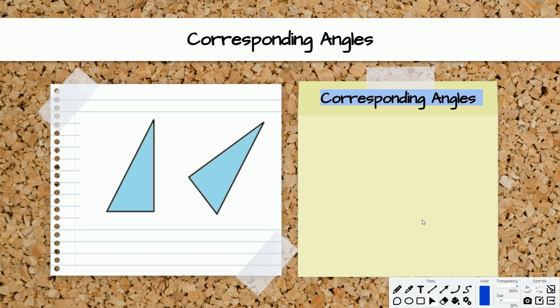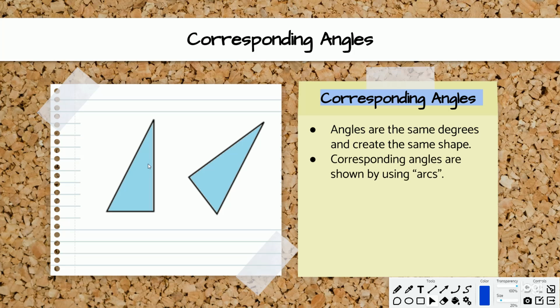The next thing we have is corresponding angles. Corresponding angles are angles that are the same degrees. They help create the same shape. So if these triangles didn't have the same degree angles, they wouldn't be the same size, or they wouldn't be the same shape of triangle. And we represent corresponding angles by using arcs. And I'll show you an example of that.